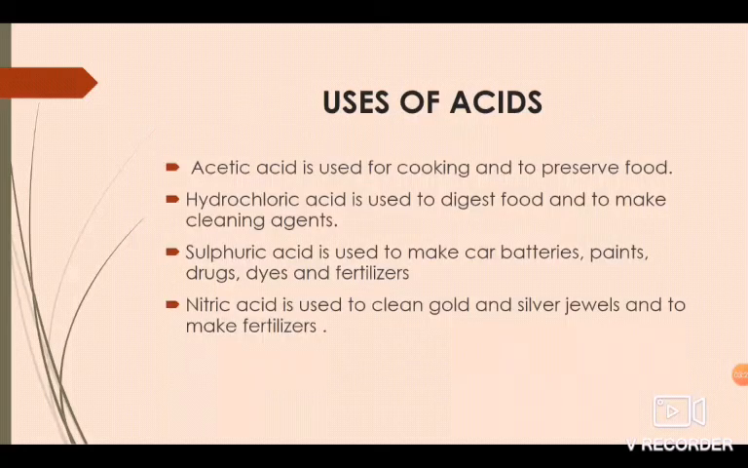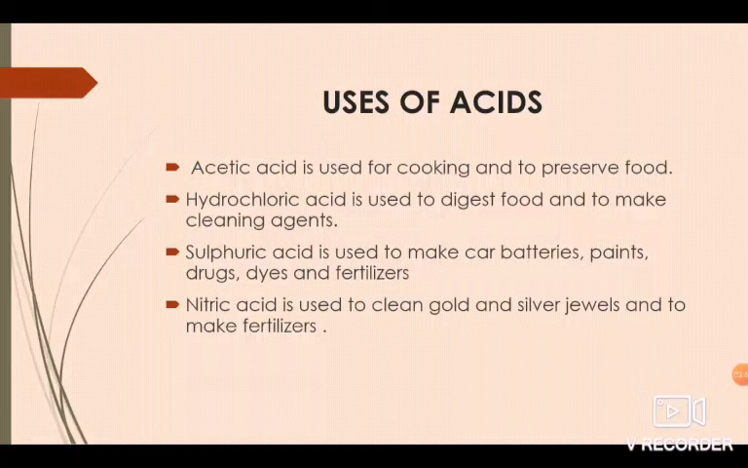Let us see some of the uses of acids. Acetic acid or vinegar, as I told you, is used in cooking and is also used to preserve foods such as jellies and sauces. Hydrochloric acid, as we have learned in our earlier classes, is used to digest food and it is also used to make cleaning agents.